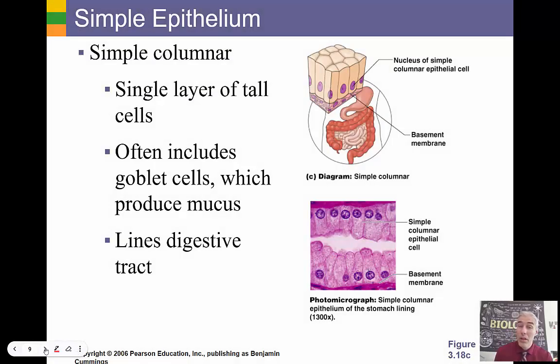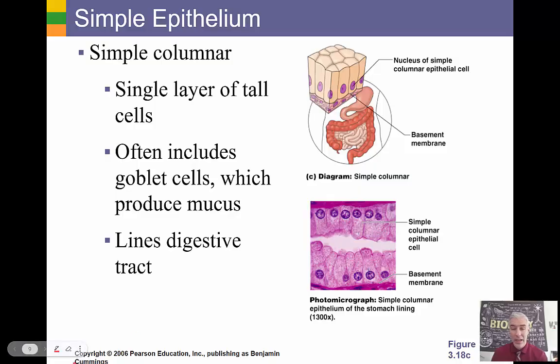Now we get into simple columnar epithelium. Simple columnar epithelium is taller than it is wide. That was simple cuboidal. This includes goblet cells, which are the cells that produce mucus. These also line your digestive tract. So you can find these in your respiratory tract too. But your digestive tract does produce a lot of mucus in order to lubricate the food as you swallow it so it can move easily and slide through the digestive tract, really without you thinking of it at all.